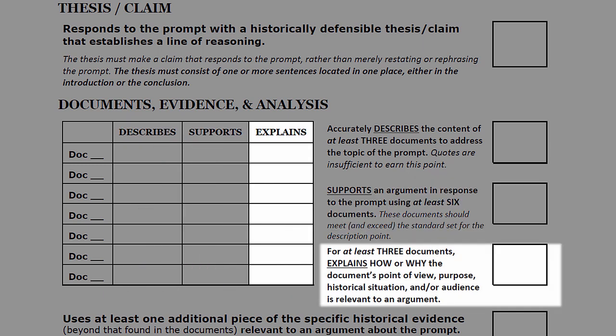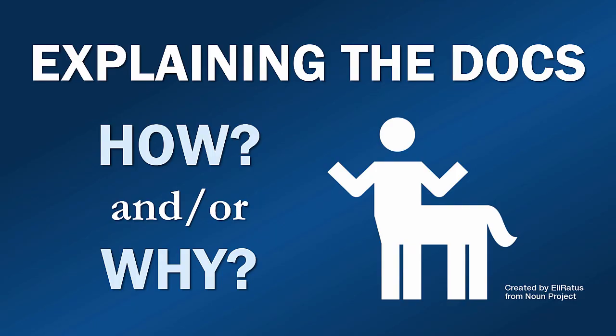And finally, for at least 3 documents, explain how or why the document's point of view, purpose, historical situation, and/or audience is relevant to an argument. So explaining the documents, we've got a centaur here. I just saw that. I needed something shrugging shoulders, and I saw a centaur, and I was like, that is so cool. Got to put that in there.